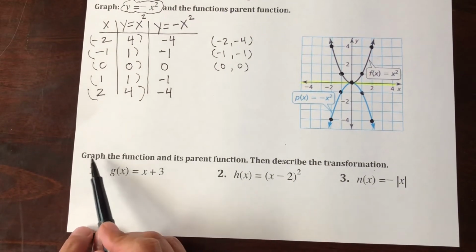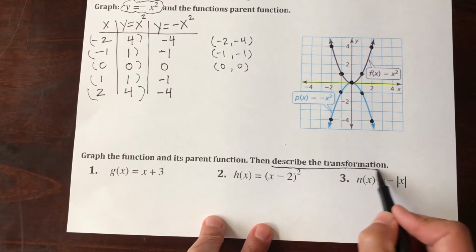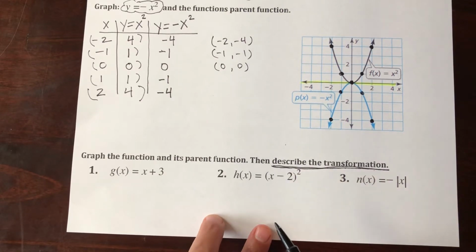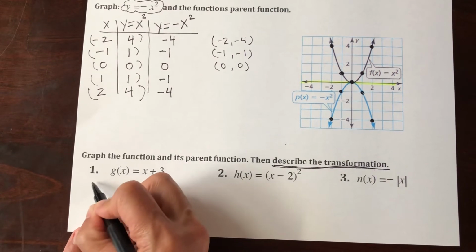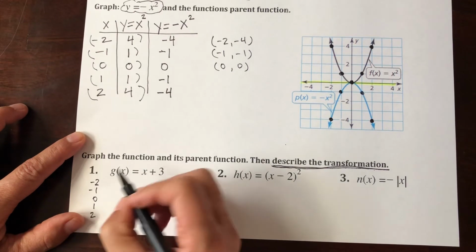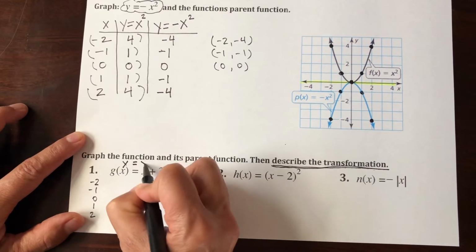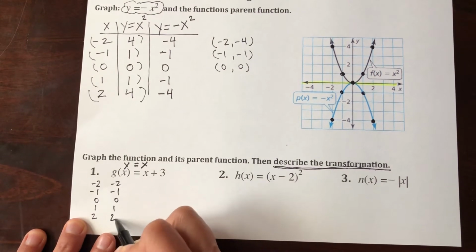Okay, so number 1, it says graph the function and its parent function, then describe the transformation. If you're using Desmos, you can put in the parent function and then the new function and look at it graphically, or you can use a graphing calculator, or we can make a table. So I have -2, -1, 0, 1, 2. If I plug that into my parent function, y equals x, I'm going to get -2, -1, 0, 1, 2.